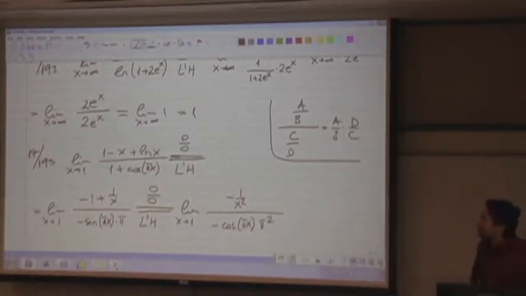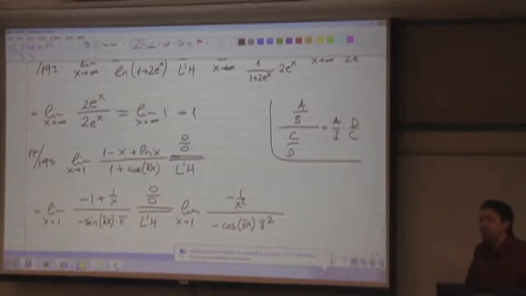So now, what happens when you put in 1 for x? I'm sure nobody really expected this particular answer for this particular problem.